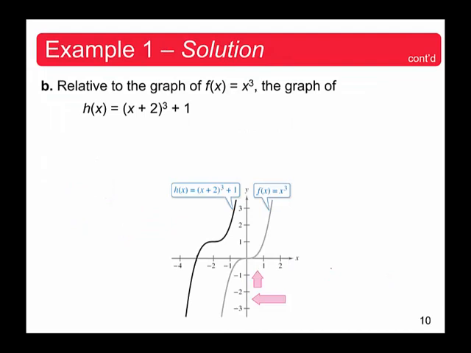And the second one, we have a combination of 2 transformations. First of all, we're adding 2 to the x. That means 2 is being added to the x, so we're shifting the graph 2 units to the left. So horizontal shift 2 units to the left first.